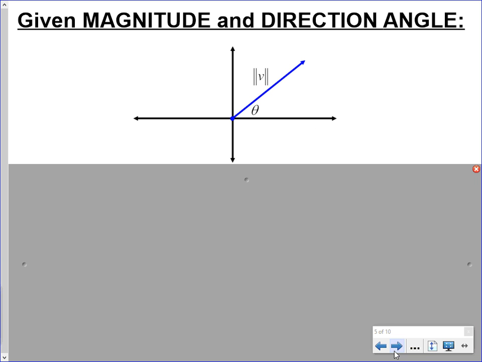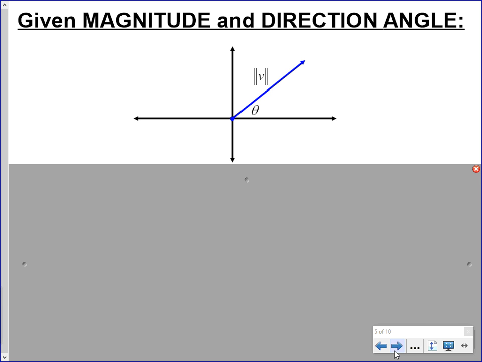Pretty handy. Now we're going to talk about what the majority of our class today is going to be about, and it's going to be a big part of tomorrow when you do some word problems. We're going to get the magnitude and the direction angle given to us. I have drawn those on this picture of the coordinate plane, vector v in quadrant 1. I've labeled the direction angle theta, and I know the magnitude of v.